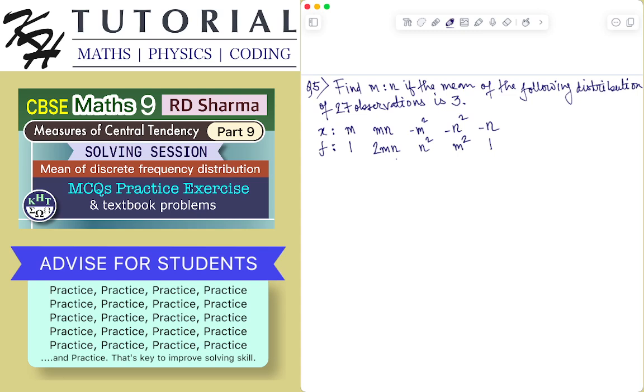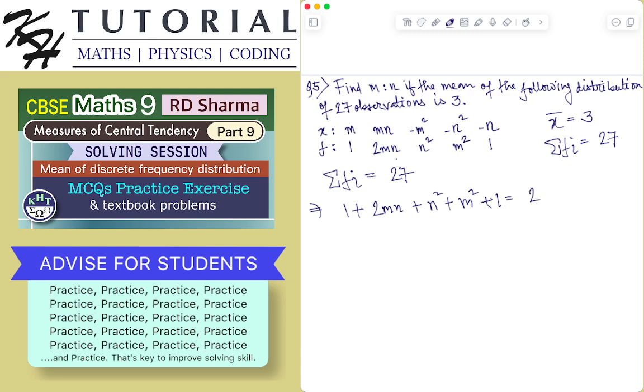and it is given that the mean of the distribution is 3, and it is also given that the distribution has 27 observations. It means that summation of fi is 27. So first we see that summation of fi is 27. This implies if I sum all the frequencies, I have 1 plus 2m plus n square plus m square plus 1 is equal to 27.